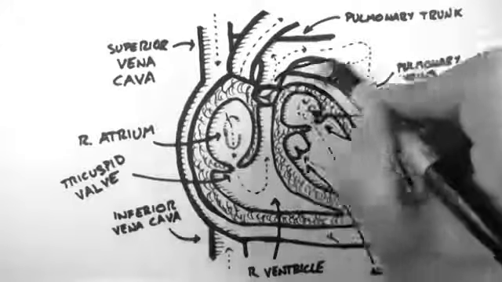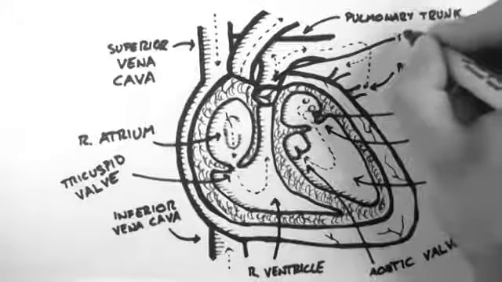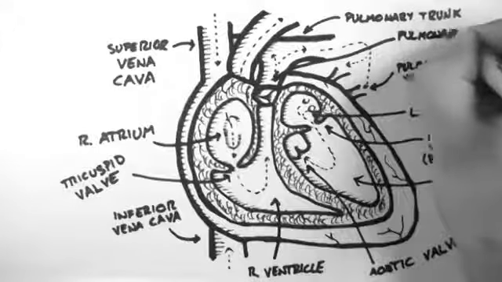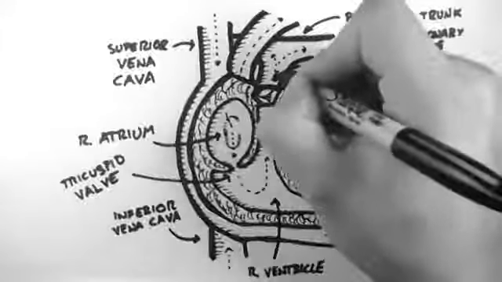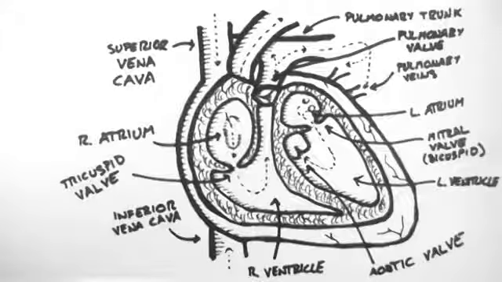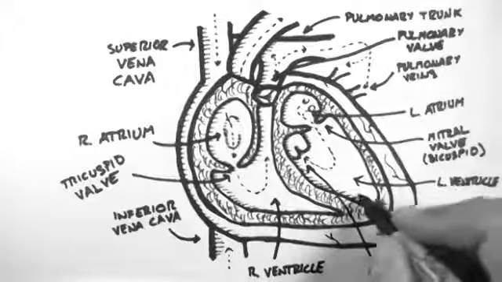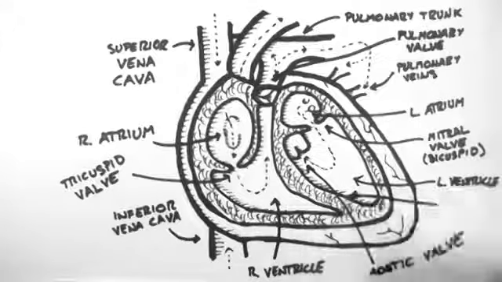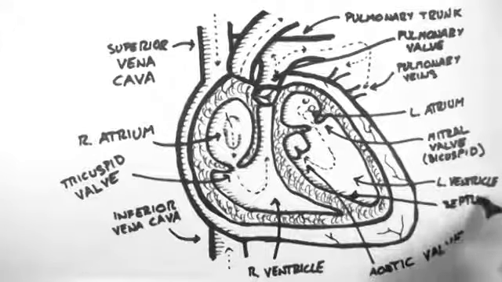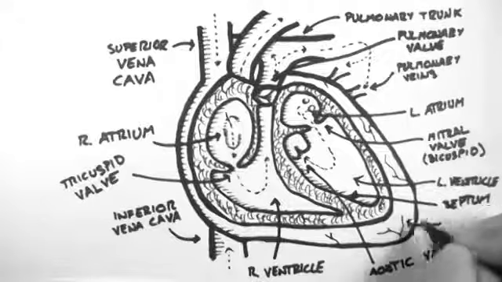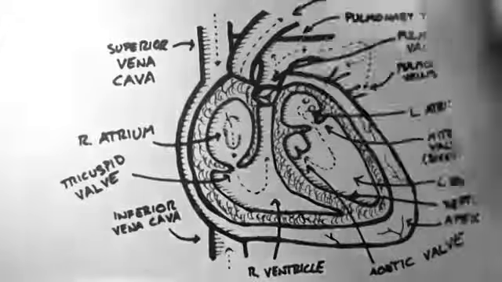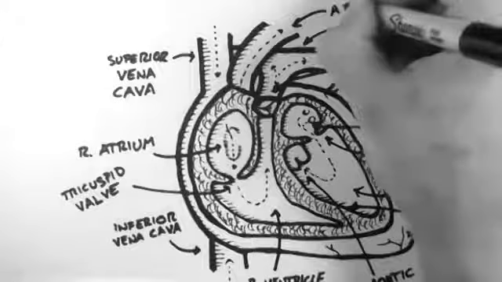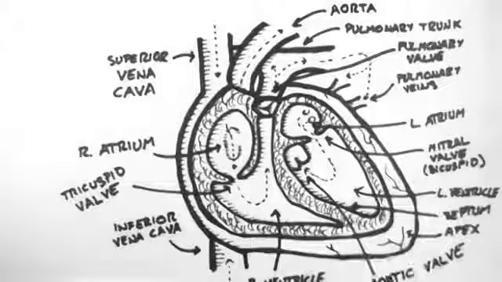Now I'll just label some other things here. The pulmonary valve is this valve here at the proximal end of the pulmonary trunk. Here is the interventricular septum. This is the septum that lies between the two ventricles. Here is the apex, and finally, here is the aorta. And this is an overview of the anatomy of the heart.